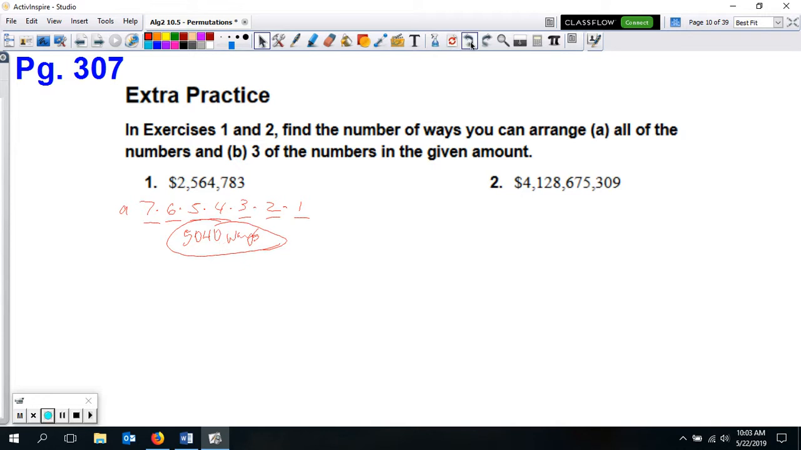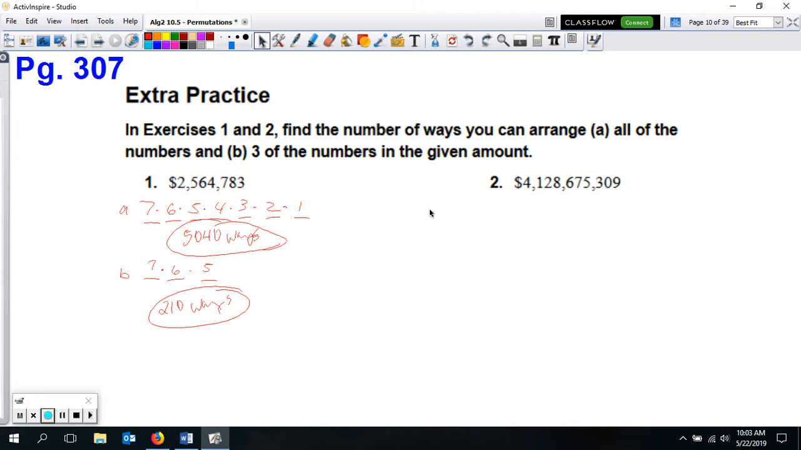Letter B, we want to just do 3 slots, because we're just going to pick 3 of the numbers. So only 3 of them would be these first 3 right here. So 7, 6, and 5, that's all there's going to be there. 7 times 6 times 5. And when you multiply 7 times 6 times 5 together, you can use your calculator. It's just 210 ways for that one.